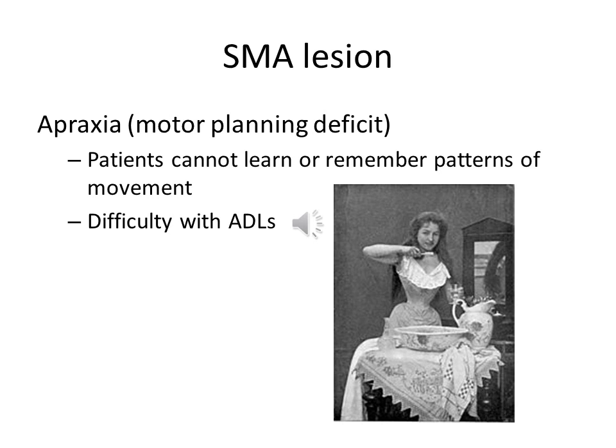A lesion to the SMA, the supplementary motor area, will cause a condition called apraxia, also known as a motor planning deficit. There are many different forms of apraxia. You may see this type described as motor apraxia. People with this condition are not paralyzed, but they cannot learn new patterns of movement or remember old patterns of movement. This will give them a great amount of difficulty doing their activities of daily living.